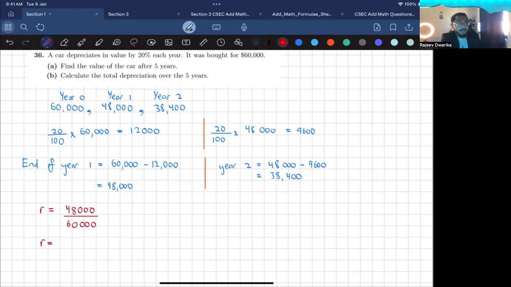4 fifths? Yes. Some of us would say the decimal, 0.8. Okay. A question just like this came up last year.